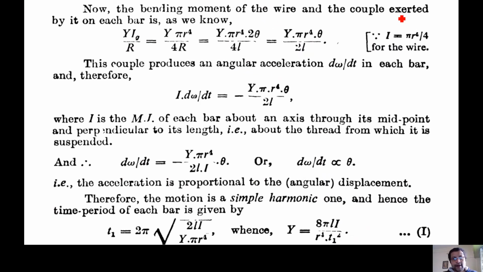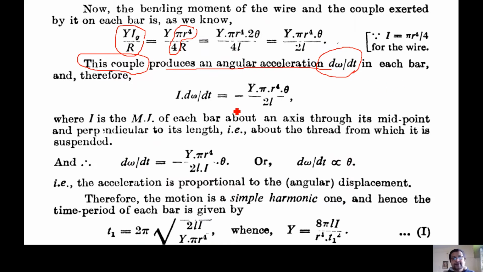Now the bending moment of the wire, and the couple exerted on each bar, is Y I by r. Suppose it has a circular cross section, then you can use pi r to the power 4, and you can write the value of this bending moment in terms of Young's modulus. But what is this bending? We always talk about how much force is acting, that couple, and that produces the angular acceleration, which is the rate of change of angular velocity in each bar.